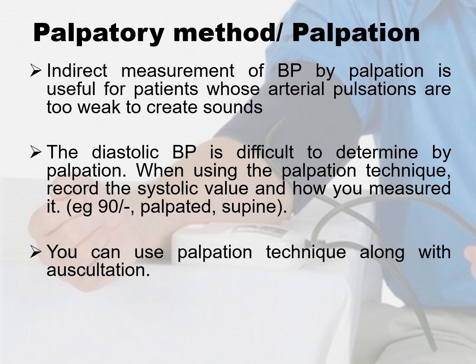The diastolic BP is difficult to determine by palpation, so when using the palpation technique, record the systolic value and how you measured it. For example, if the systolic value is 90 and there is no diastolic, you just write 90, palpated, and supine. You can use the palpation technique along with auscultation.